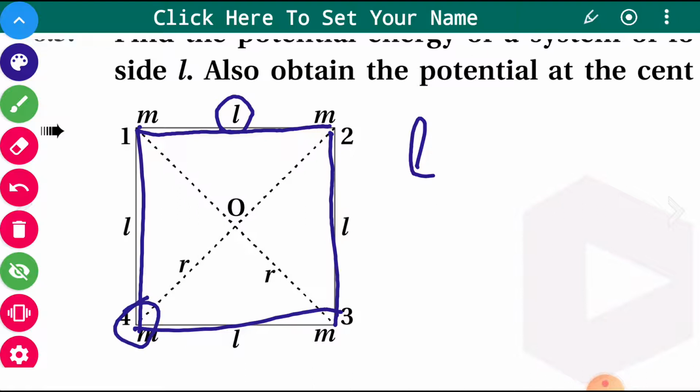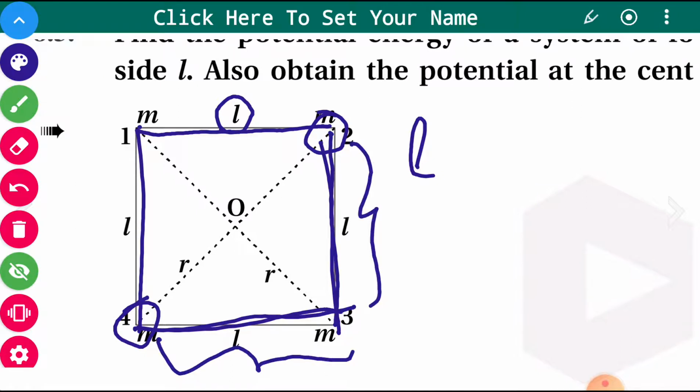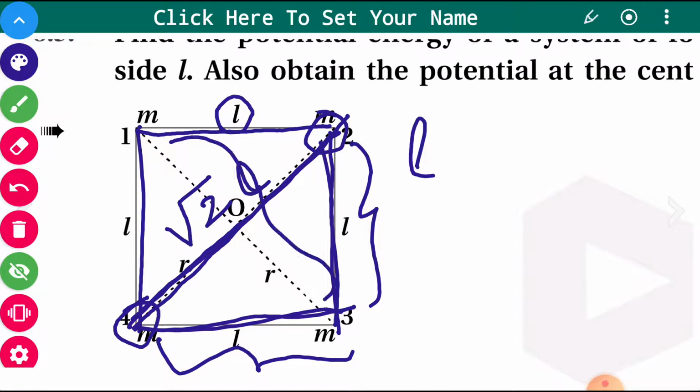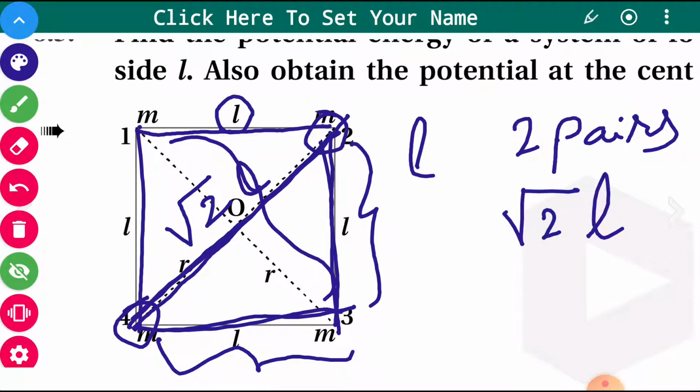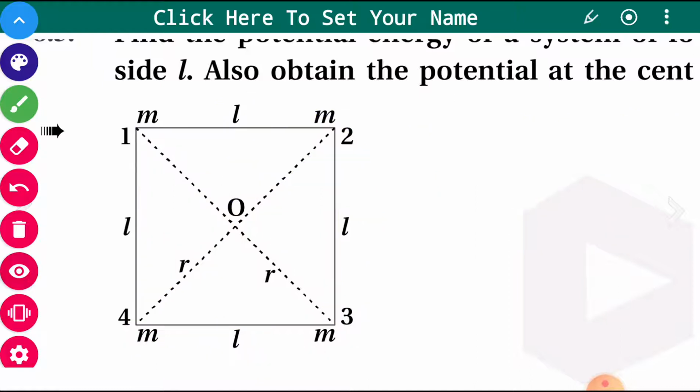These two particles you consider. Then this is L and this is L, these two distances are L. So the hypotenuse, or rather this distance, will be under root 2L. Similarly, this distance will also be under root 2L, that of another hypotenuse. So there are two pairs where the distance is under root 2L, and we have to calculate accordingly.